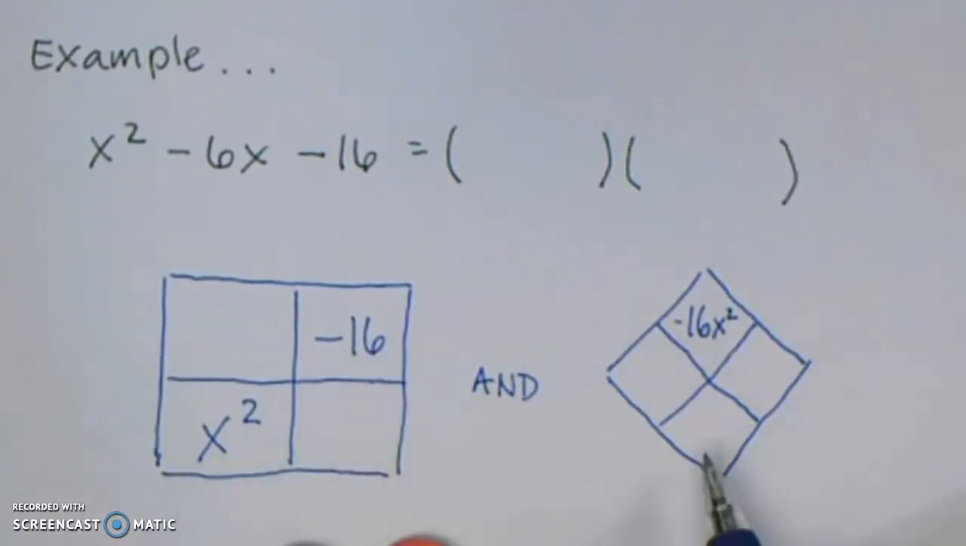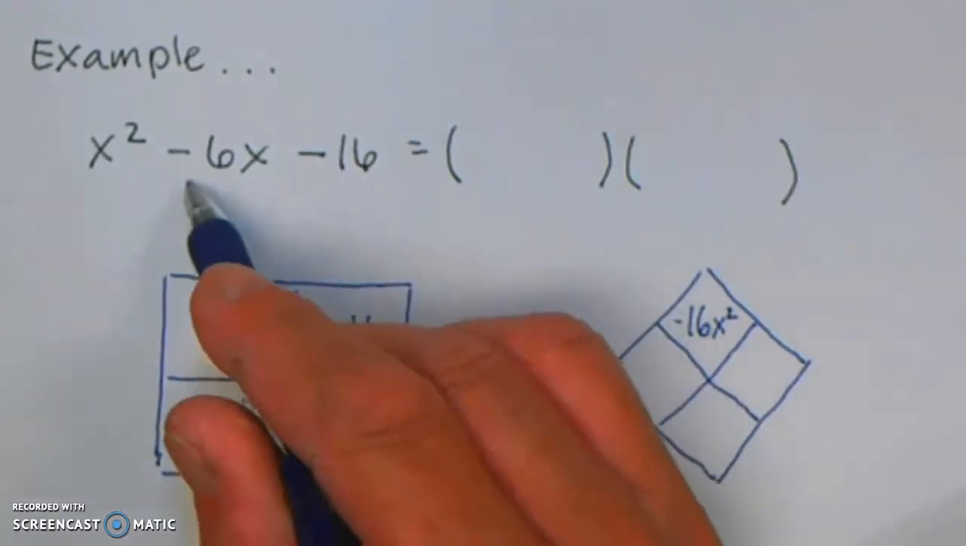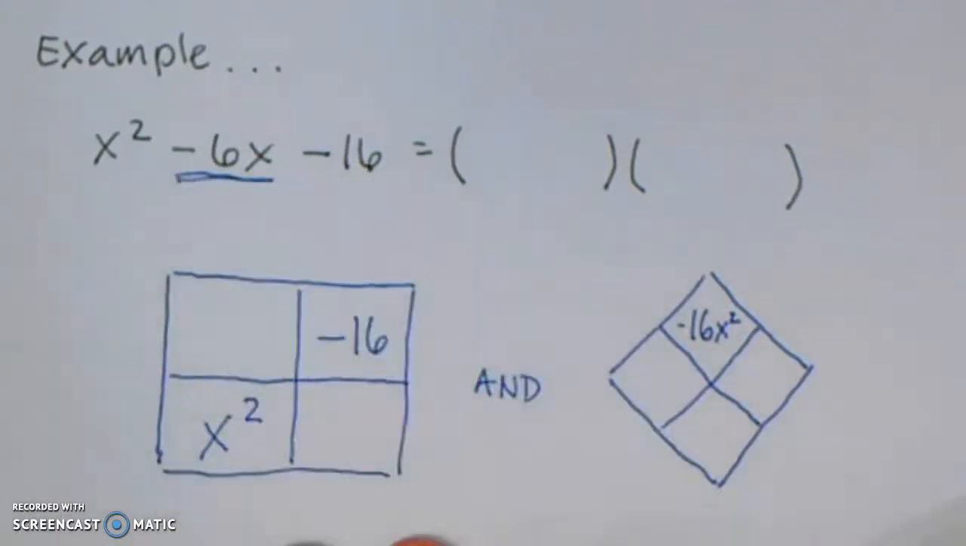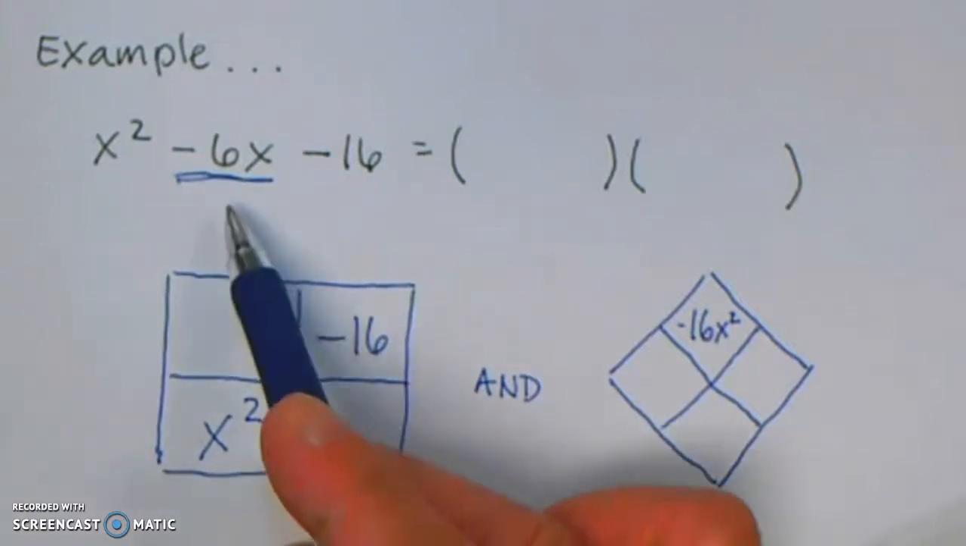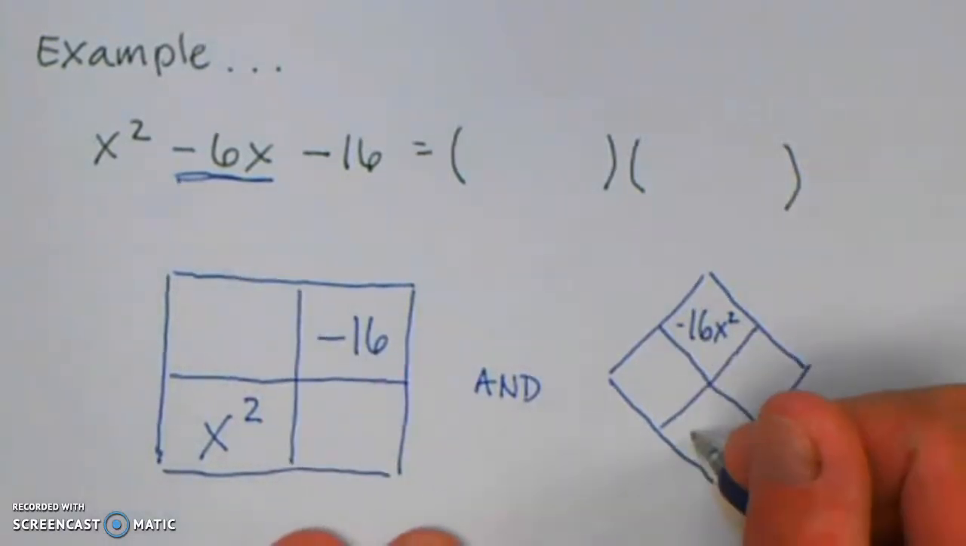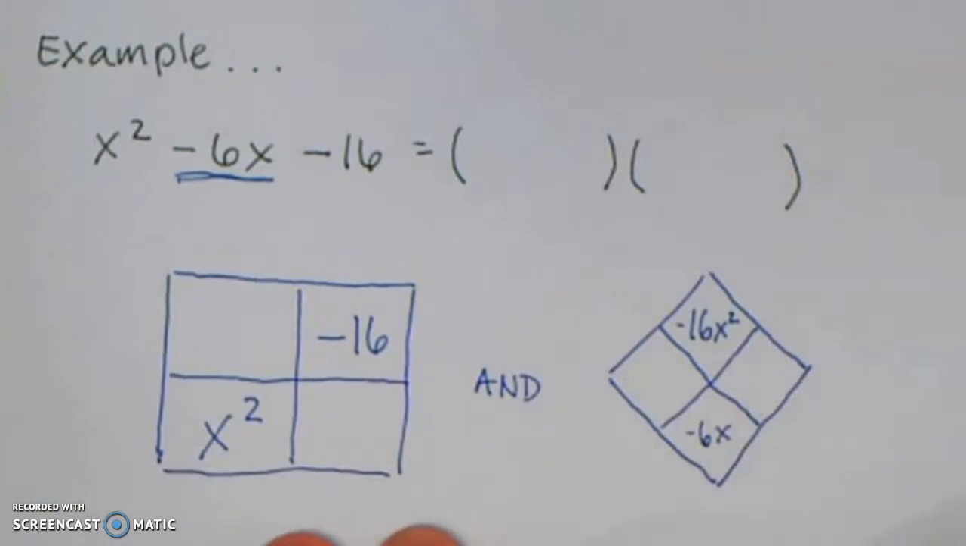Okay, the next thing is, in our diamond, the bottom of the diamond is always going to be the sum of these two, which is going to make the middle term. So I know that this is going to be negative 6x. All right, so go ahead and pause the video right now, and please complete the diamond problem. What are those missing pieces?